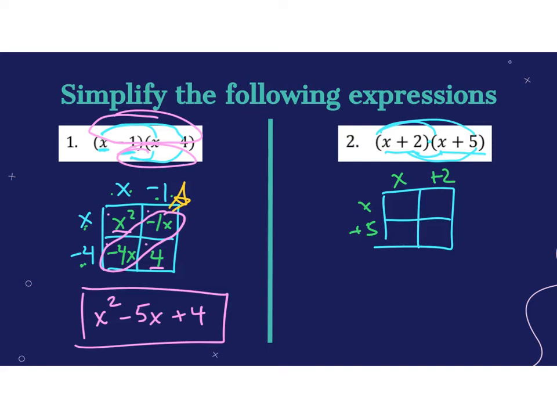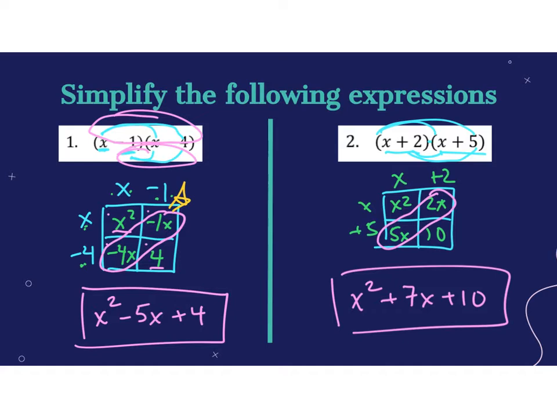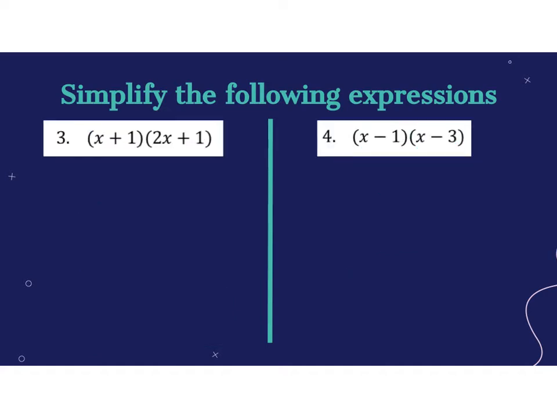Then when I multiply on the inside, x times x gives me x squared, x times 2 is 2x, x times 5 is 5x, and 5 times 2 is 10. My like terms, once again, are the x terms that are on that diagonal. I have x squared plus 7x plus 10. Let's try the next one.